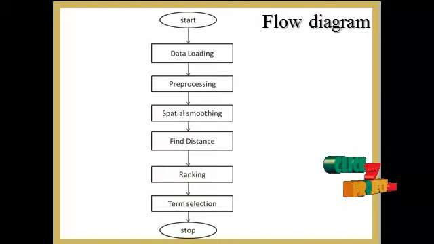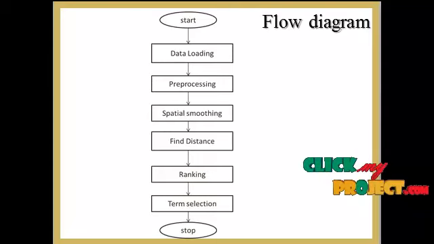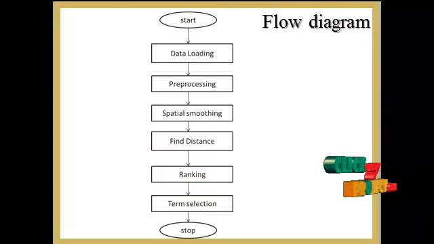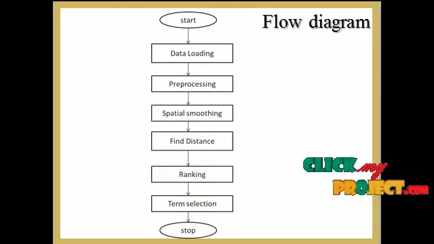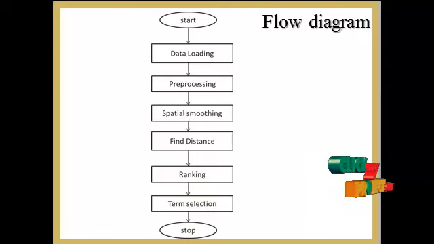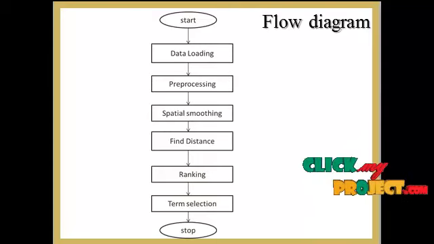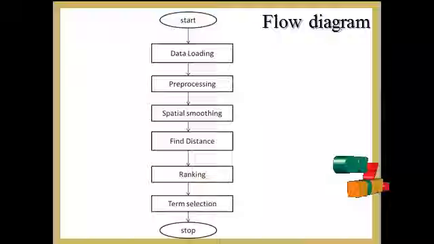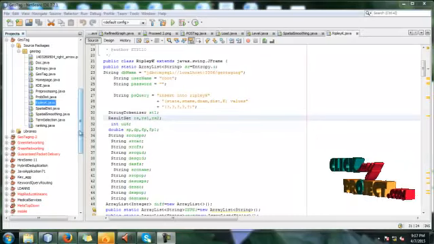Then we find the Chebyshev distance to measure the distance between the spatial objects. Then this Chebyshev distance is applied to the replicate statistic method. The ranking is provided based on the replicate statistic method, then the final term selection is based on the best ranking provided to the tags. Now let me run our process.